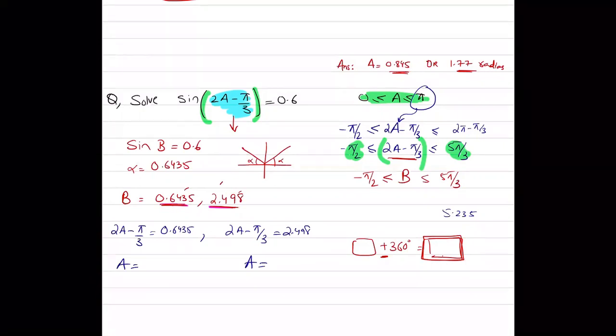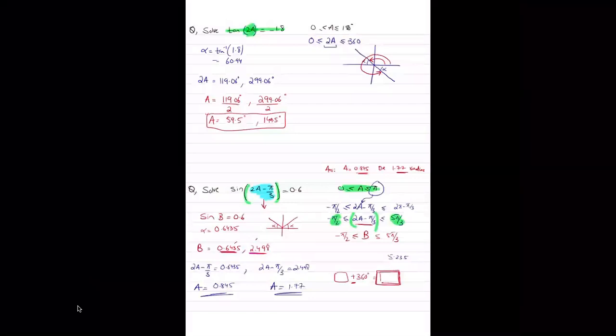I'm getting 0.845 and 1.772. Yes, that's correct. Okay. 0.845 and 1.77. Any questions that you want to ask? No, sir, understood.